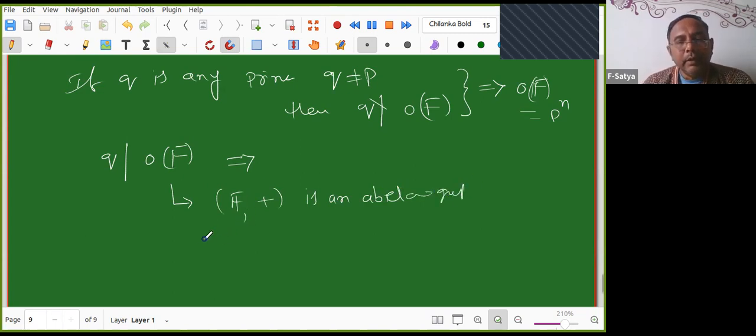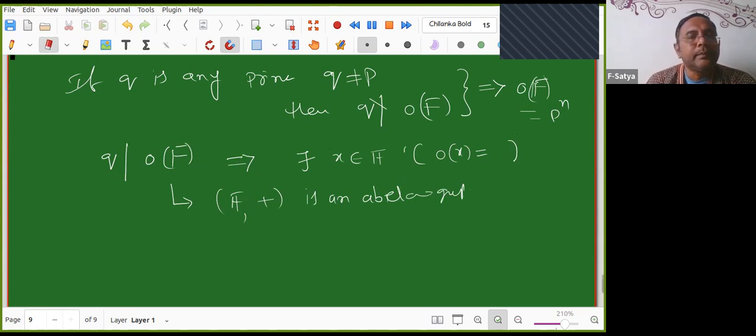Yeah, if Q divides the order, does there exist an X belonging to F such that the order of X equals PQ? Do you understand that? Do you know why this is? If Q divides the order of a group, then there exists an X belonging to the group such that the order of X equals Q. Do you know this?